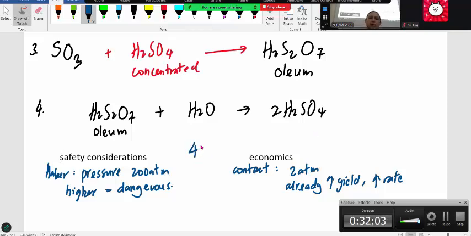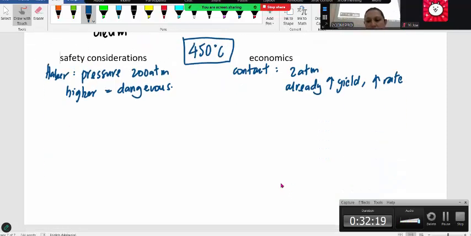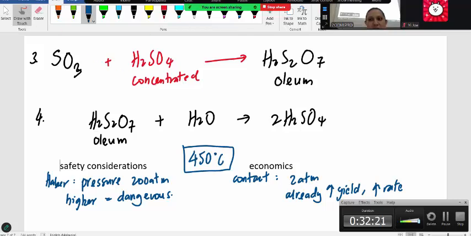Same concept. Both reactions we do at 450 degrees Celsius, right? Why not higher? It's dangerous and it's expensive. And also for Haber, the yield will decrease. Can you understand? Okay. Safety, that means the higher pressure is dangerous. That's it. Economics is it's more expensive if you use higher pressure and higher temperature. That's it. Like what I explained just now.